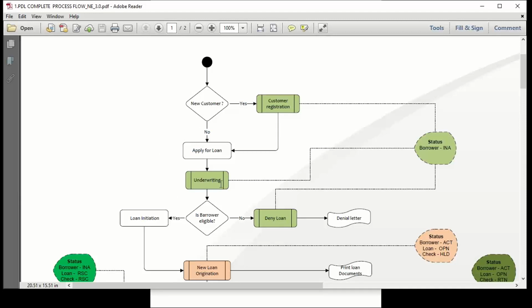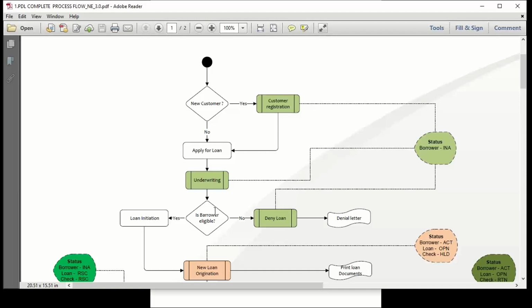Underwriting means we take documents like his ID proof, income proof, and all the documents that are required, and we verify them. That is the underwriting process. After underwriting, we decide whether this borrower is eligible to take the loan or not. If he is not eligible, we deny the loan and state the denial reason, whether he doesn't have proper ID proof or his income is not suitable, whatever it is.